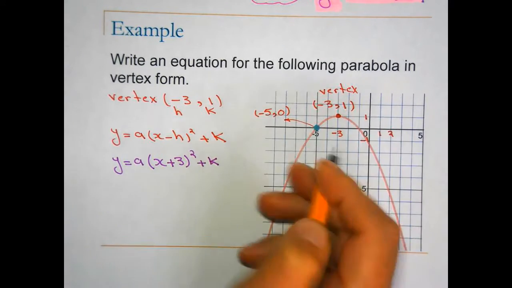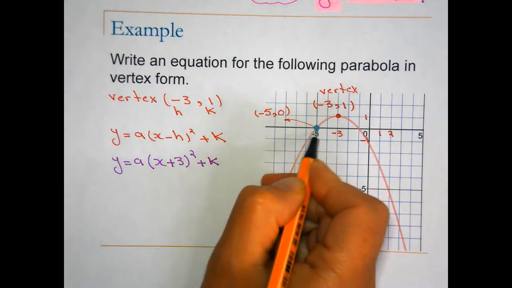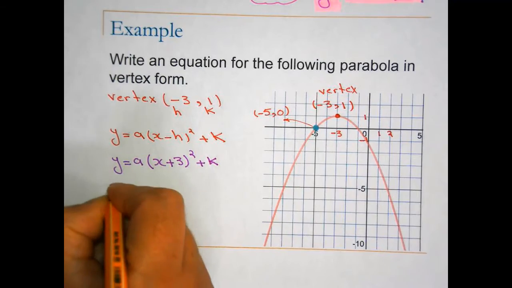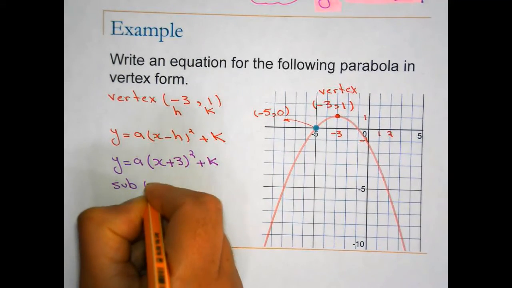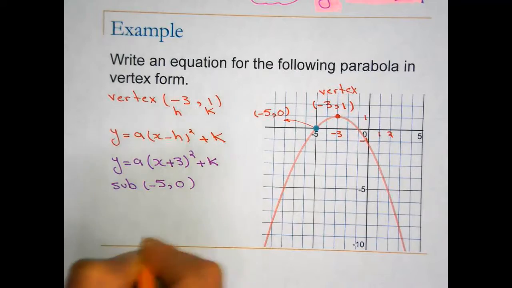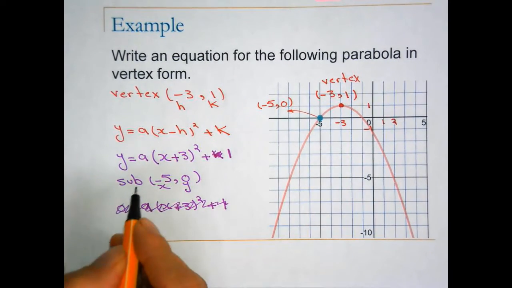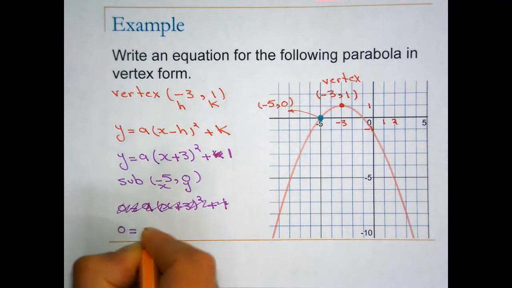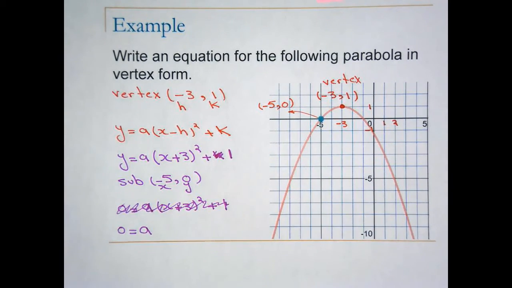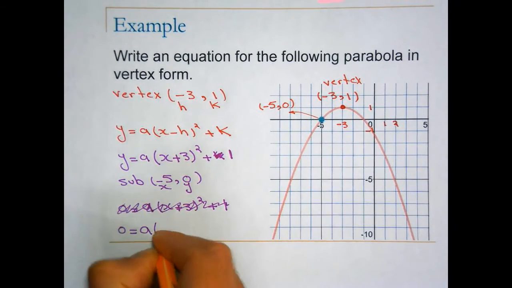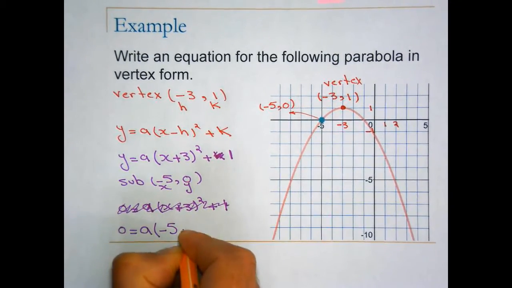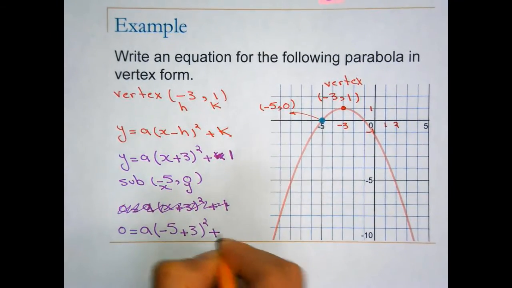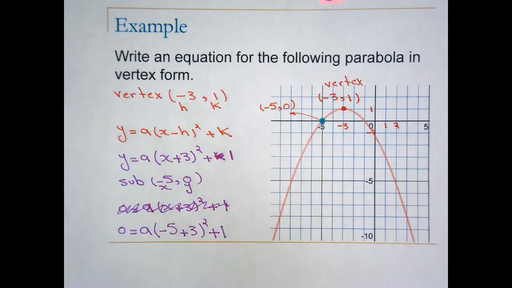And now I have to sub the other point, which in this case is negative 5 and 0. So sub negative 5 and I am going to sub the point in. So y is 0. 0 equals a. We don't know, we're trying to figure out. X is negative 5. So negative 5 plus 3 squared plus 1. The k value is actually 1.